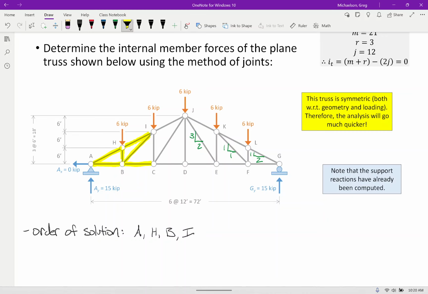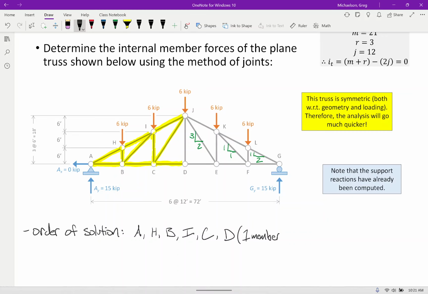So for example, when I solve joint I, that's going to give me this and this. Then what do? Joint C. Joint C is going to give me this member and this member. And then what joint? D. Now here's the thing about joint D. At joint D, I'm only going to have one member to solve.